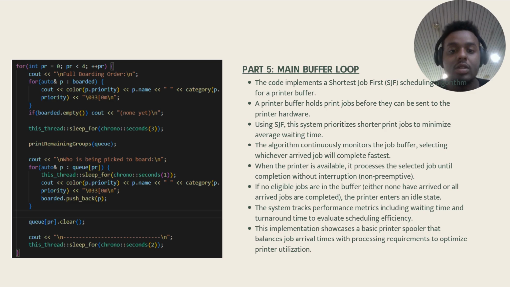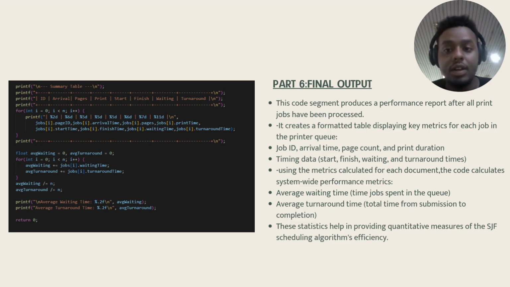This implementation showcases a basic printer spooler that balances job arrival time with processing requirement to optimize printer utilization. And finally, this part of the main function outputs the summary for all the buffer jobs after they have been completed. It shows the ID, arrival, pages, print, start, finish, waiting and turnaround time for the whole process, and also the average waiting time and the average turnaround time.